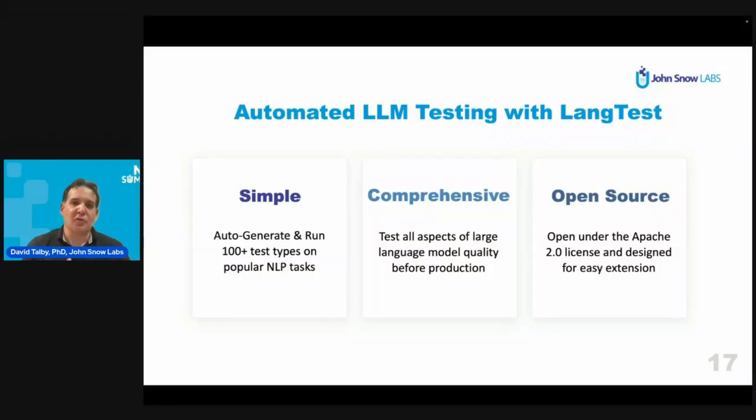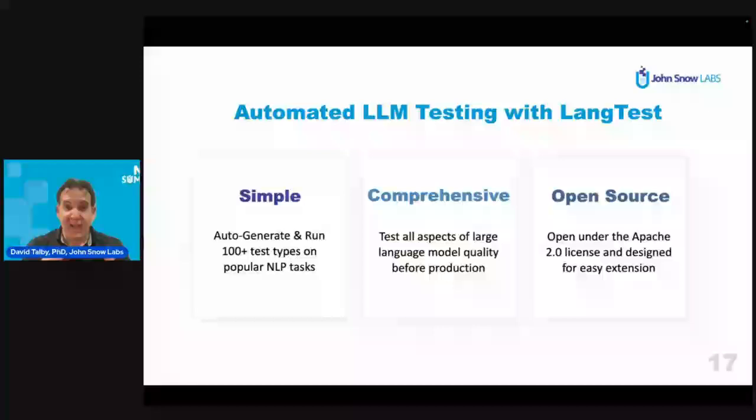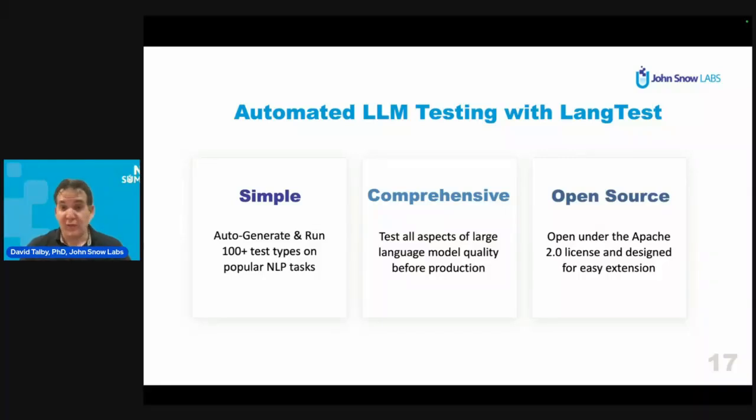LangTest is designed for the case where you want to test your own system. So you're specifically making lending decisions, right? You're deciding which marketing promotions to show to someone. You're deciding what pricing to offer someone who's looking for a mortgage. And this is your own system.